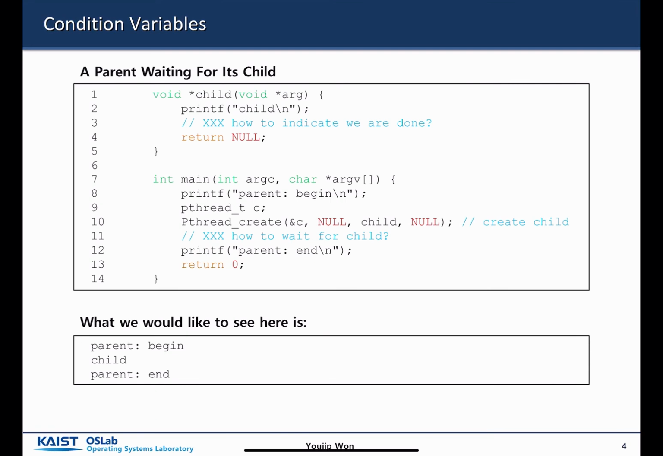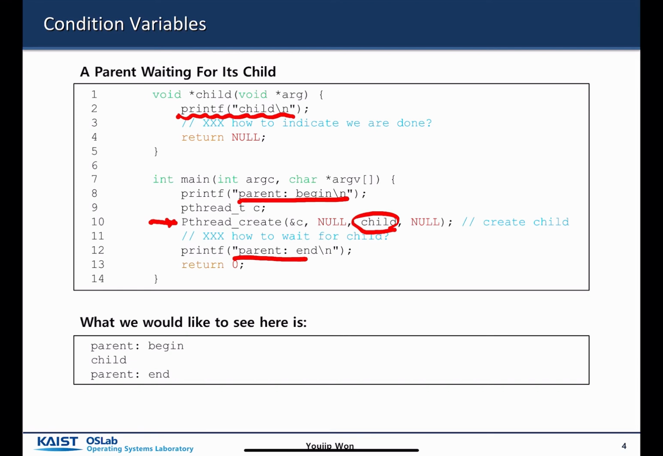Let's look at the following code. In the main program, the parent thread creates a thread. And then there are two print statements. The first one is parent begin, and after creating a thread, the parent wants to print parent end. And there's a child thread, and it calls a function child, and function child prints the child statement.